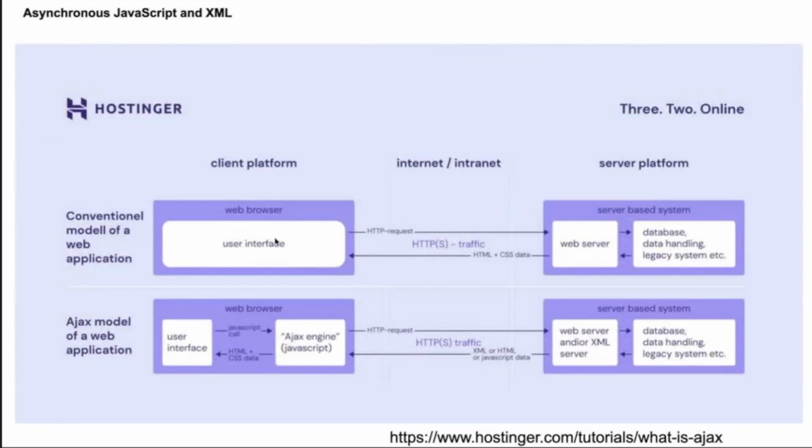Basically, the browser has to do an HTTP request, and that HTML and CSS data comes back in. This is what happens, and for this, a refresh is required. But with Ajax, you don't have to do that. You can make the HTTP request, and the Ajax engine will take care of that. When the data comes back, JavaScript will add the data to the HTML and CSS.